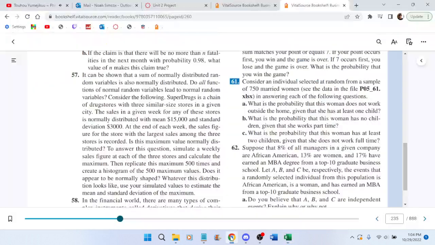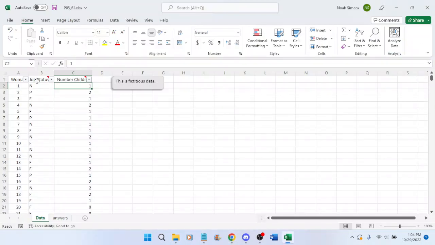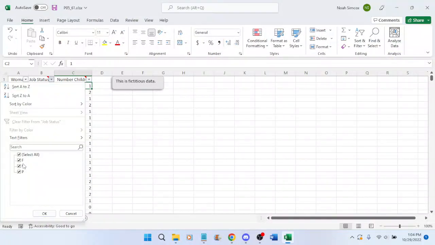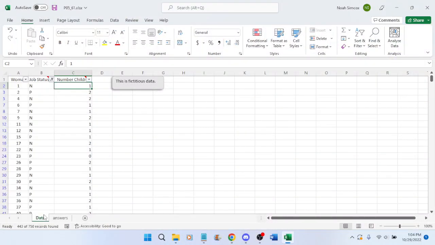We will say does not work full time. So it's either P or N. So P and N are selected. It's because it does not work full time, because full time is not selected. We have 443.